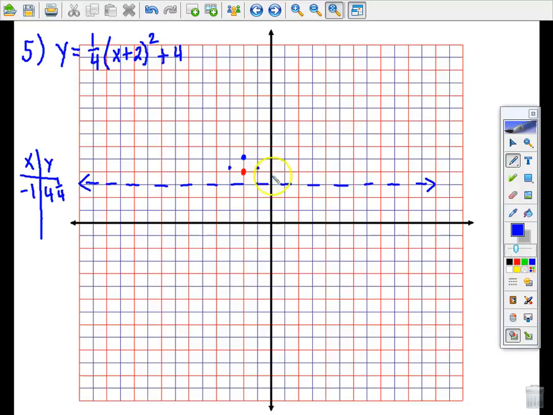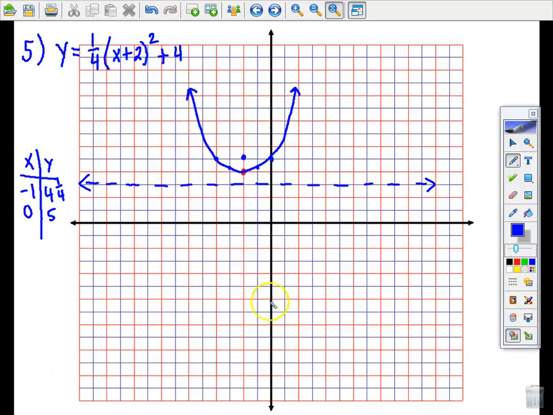Okay, well, my next input is going to be x equals 0. Okay, let's see what we get. 0 plus 2 is 2. 2 squared is 4. 4 times a fourth is 1. And then 1 plus 4 is 5. That's a lot easier to plot. So here's 0, 5, and then symmetry gives me a matching point. So I'm going to use those 5 points. I always want you to use 5 points for parabolas. The vertex counts as one of your points.